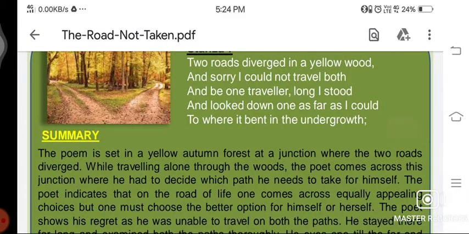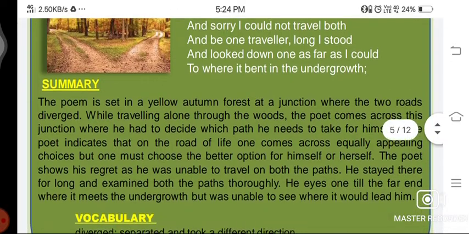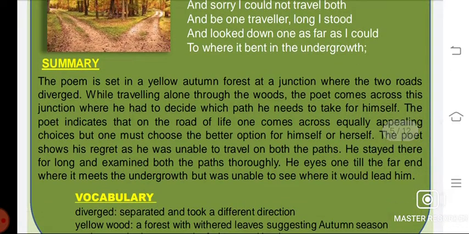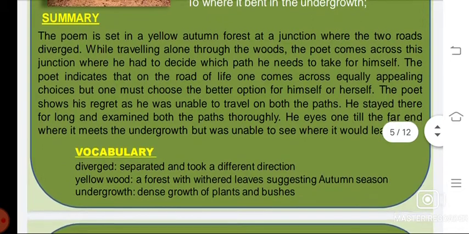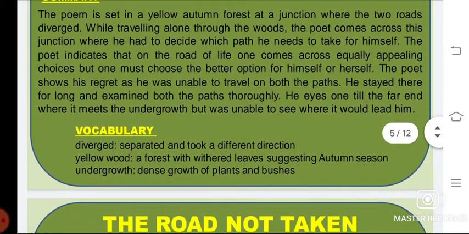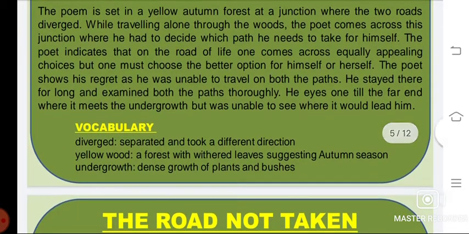Sorry, I could not travel both. The summary of this stanza: the poem is set in a yellow autumn forest at a junction where two roads diverged. While traveling alone through the wood, the poet came across a junction where he had to decide which path he needed to take for himself.